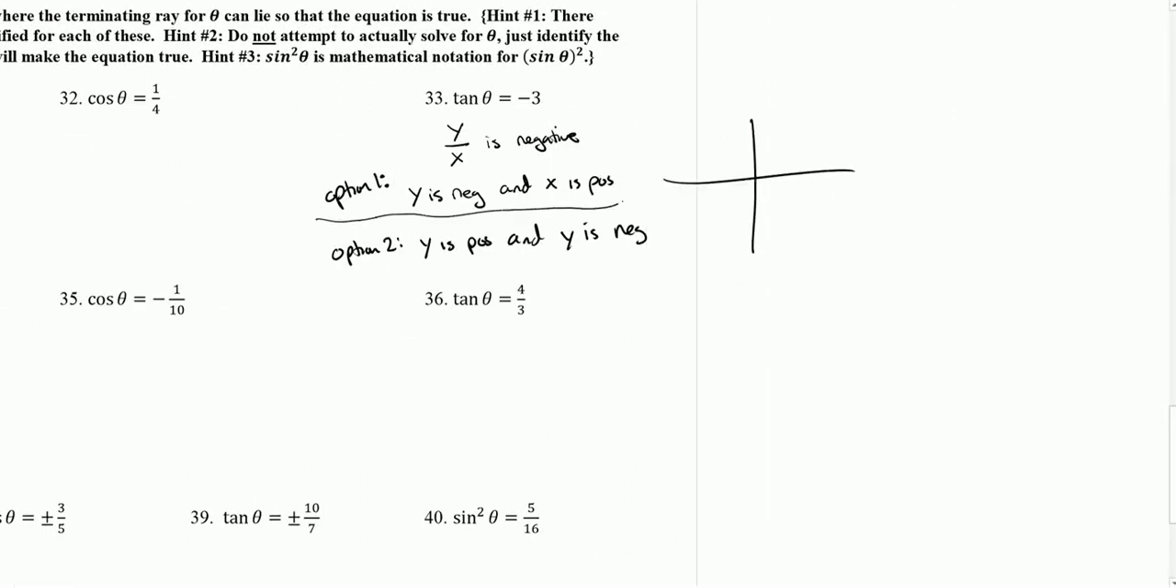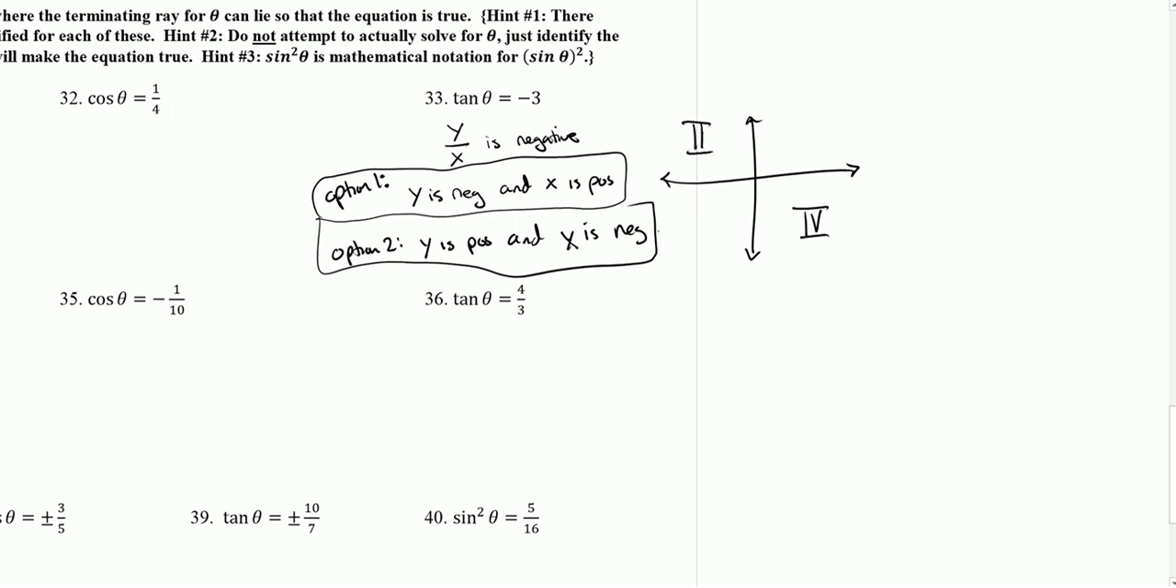Okay, so now let's think where this would be. For option number 1, if y is negative and x is positive, what quadrant will we be in? Y is negative, that's below, x is positive, so option number 1 would be in quadrant 4. Option number 2, y is positive and x is negative. If y is positive, x is negative, then we're in quadrant 2. And so that's our answer for 33, quadrant 2 and quadrant 4.